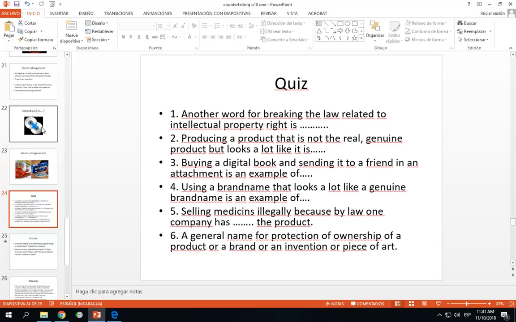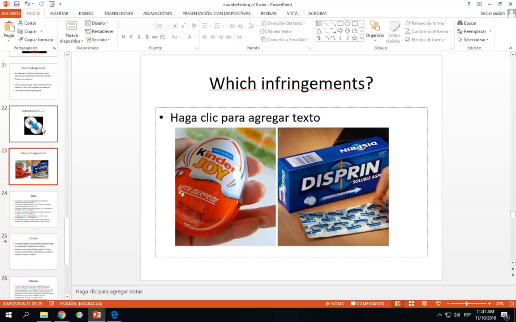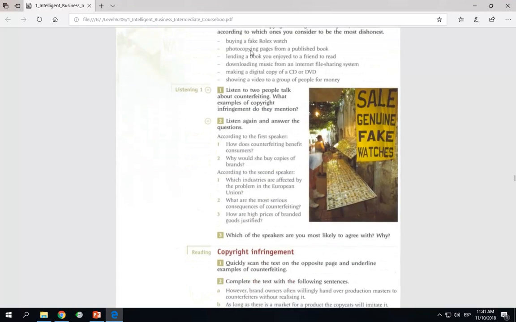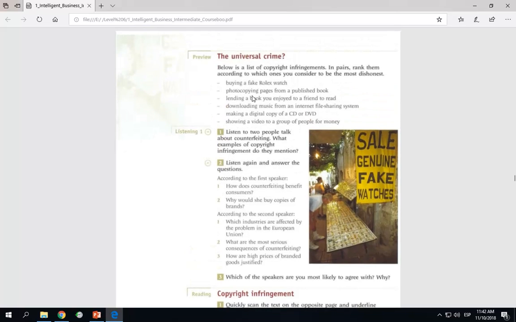Then a short quiz. Wait. No, wait. We're gonna go here. First of all, I want you to rank these statements. These statements in the preview, I want you to rank them, and I want you to put them in the right order. So what's the worst thing to do? What's the most dishonest thing to do? The worst thing you can do, and what's not so bad? So from 1 to 10, you know? Can you do that? Please pause and do this, okay? You're not pausing. Please pause. Pause and do the exercise, please.